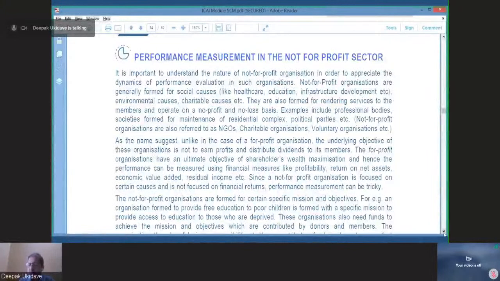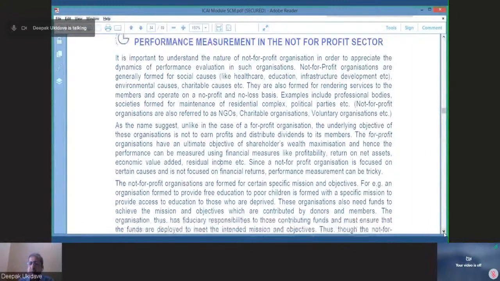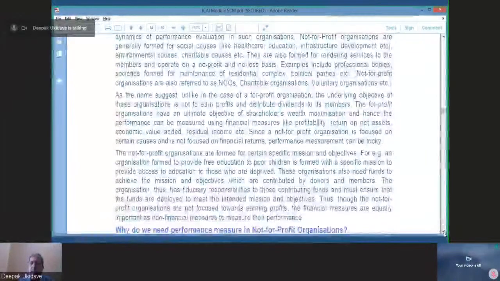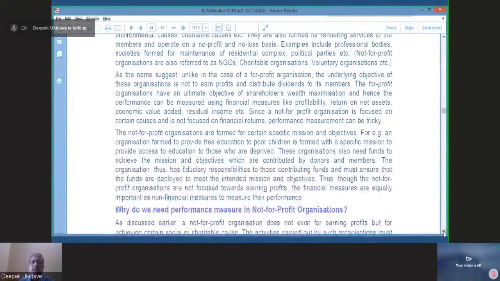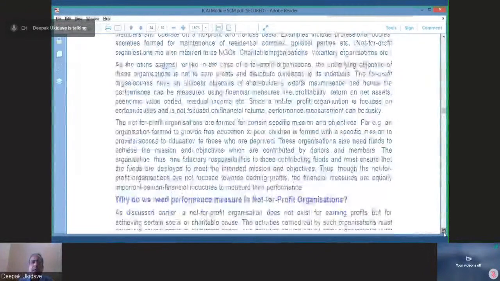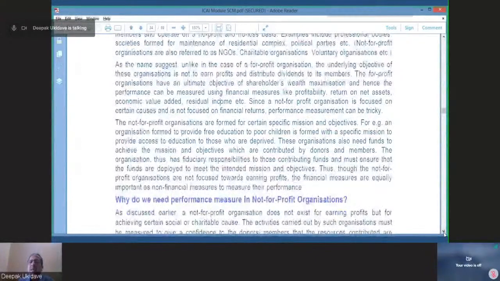measurement. See, one can think of why there is a performance measurement that is required in cases of non-profit organizations. Are the traditional techniques like ROI, RI, return on net assets, economic value added, these are generally the techniques which are used for profit organizations because they have the ultimate objective of maximizing shareholders' wealth, and therefore we use these techniques in profit organizations. But in not-for-profit organizations, since they are focused on certain causes, they are not concerned with the financial returns, and therefore performance measurement is all the more important in a not-for-profit organization. This is the introductory part you must understand.